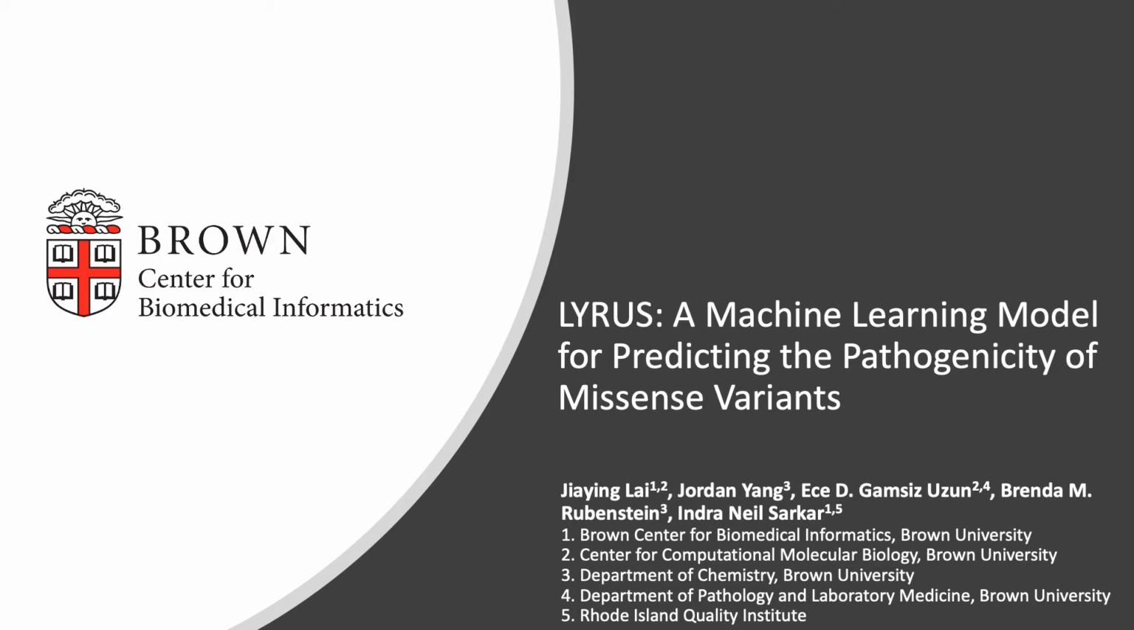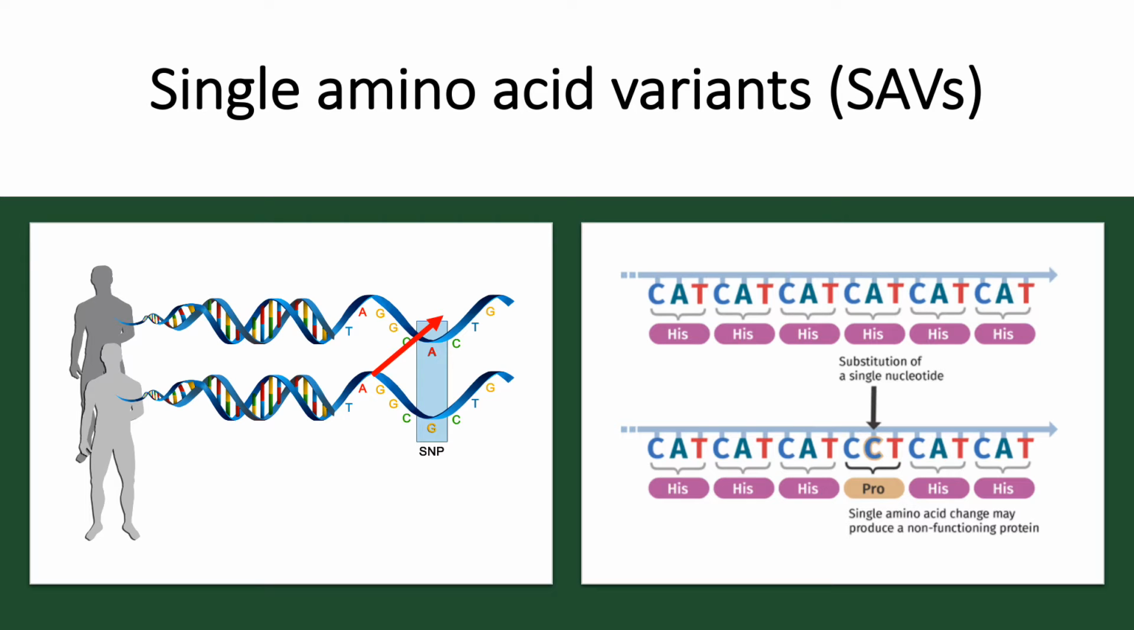Today I would like to introduce a method called LYRUS to predict pathogenicity of missense variants. Differentiating pathogenic single amino acid variants, or SAVs, from neutral ones is of great importance as it can enhance our understanding of the correlation between genotype and phenotype, facilitating the development of novel treatment strategies for complex diseases.